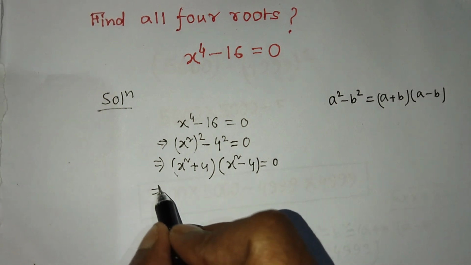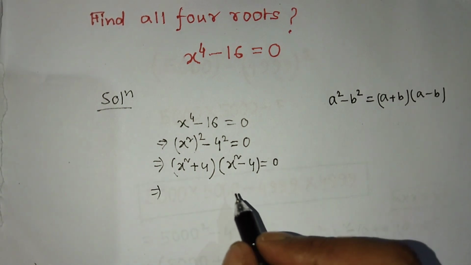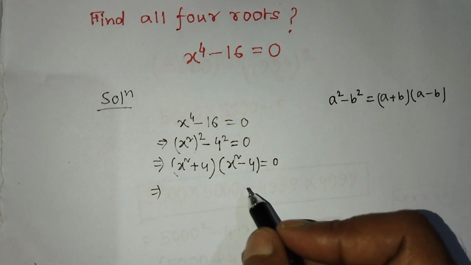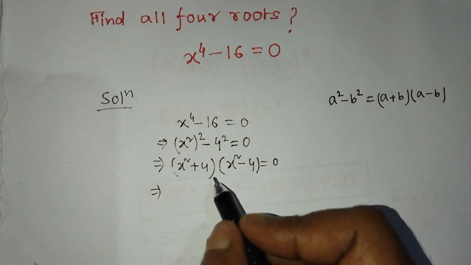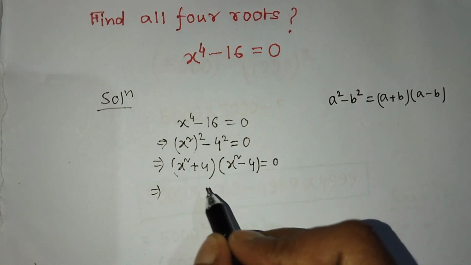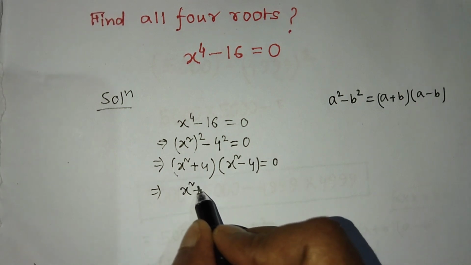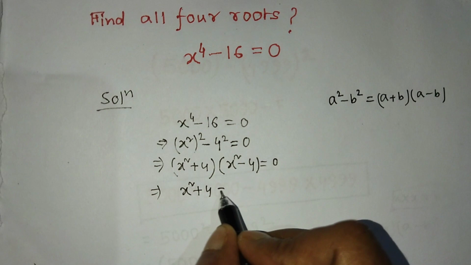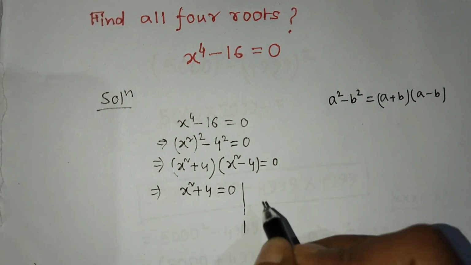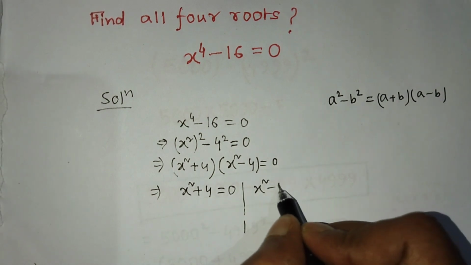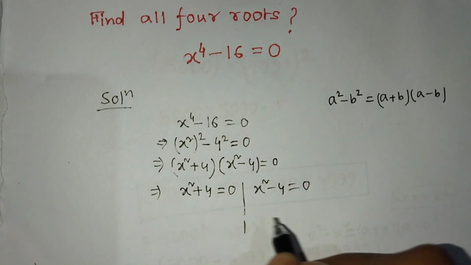After that, my dear student, we have to apply the zero product rule in this equation. So if you apply the zero product rule, then we have to write here x square plus 4 is equal to 0 and x square minus 4 is equal to 0.